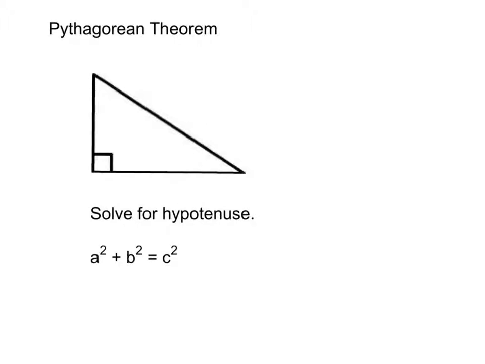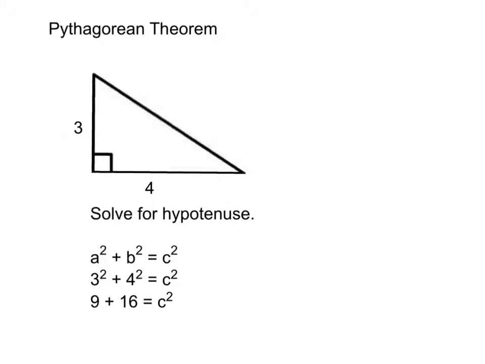Let's say we had to solve for the hypotenuse. Still begin by labeling your sides: C, A for the shortest, B for the one in the middle. In this case, we have 3 for side A, 4 for side B, and we are looking for side C. Take the numbers that are on those sides and replace them into the formula, 3 and 4.